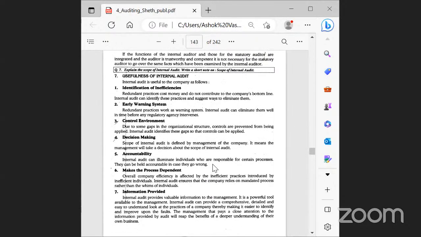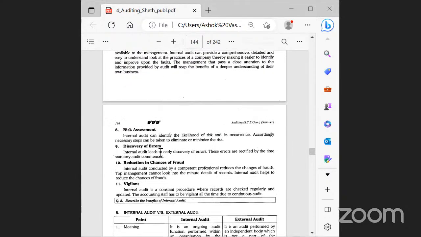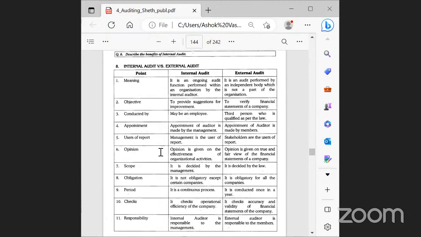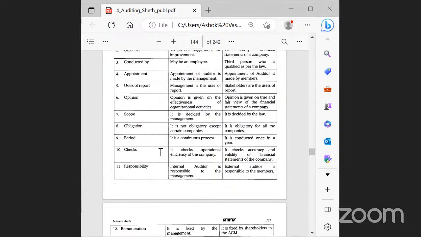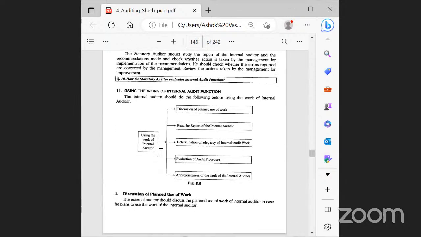Do this, usefulness of internal audit, why it is important. Okay, importance of internal audit. So that the inefficiencies are identified very much in advance. It acts like an early warning system. We have control over the environment if we come to know about things way in advance. Decision making can be affected. Okay, people can be made accountable. Make it process dependent. Likewise, please study the internal audit and external audit comparison. You'll understand it better. It's not important, this one.